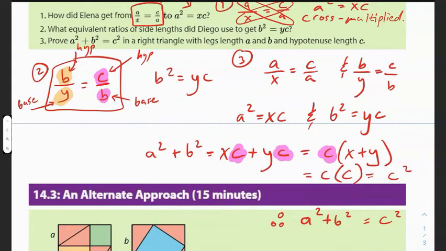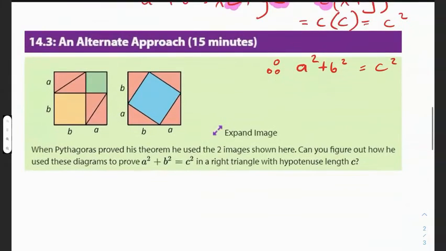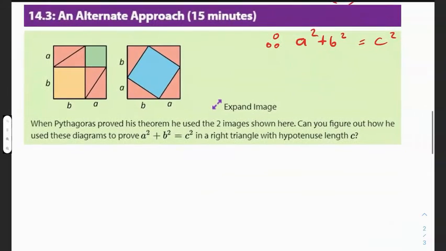All right. 14.3, an alternate approach. When Pythagoras proved his theorem, he used two images shown here. Can you figure out how he used the diagrams to prove that a squared plus b squared equals c squared in a right triangle with hypotenuse length c? Okay, let's look at the pretty pictures, because this is a very visual thing.